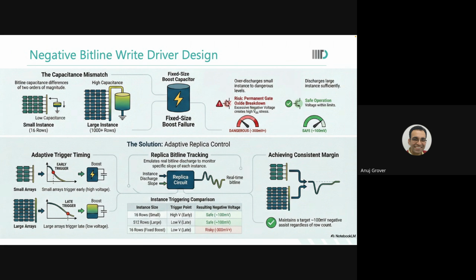Time, there is no other magic that is happening here. I started to discharge the bit line, and even before it had completely discharged, I triggered the negative bit line. That ensures that my bit line itself had some charge to prevent it from going to a very low voltage level. Are you able to see this? Clear? Any questions?